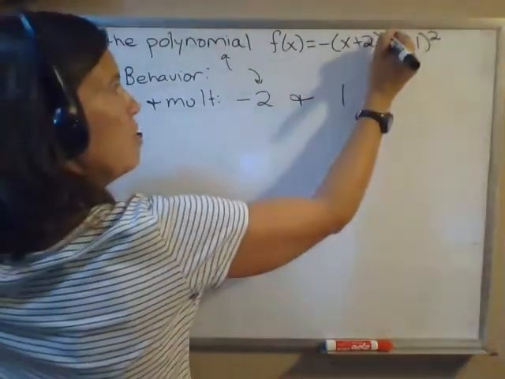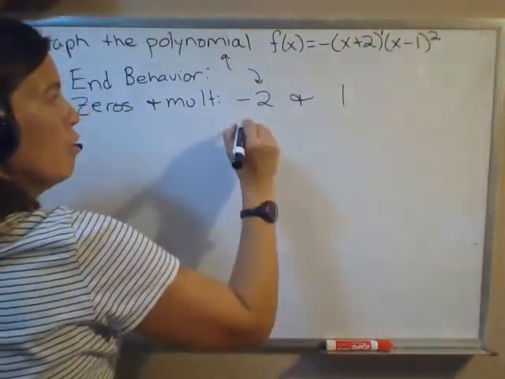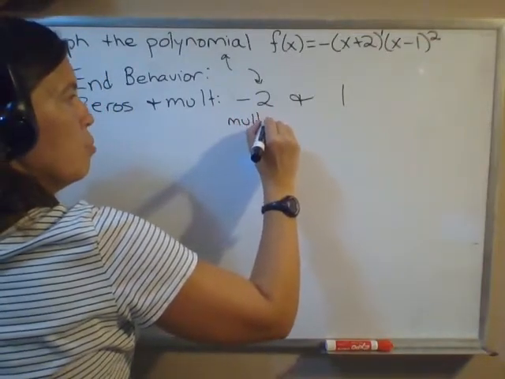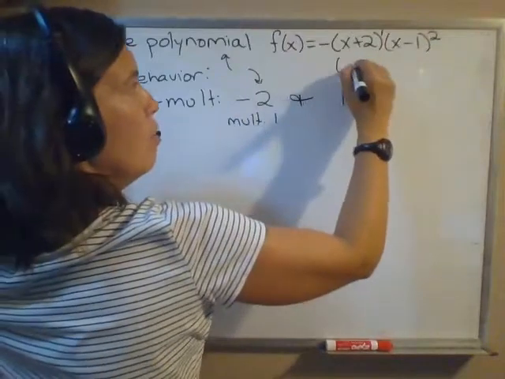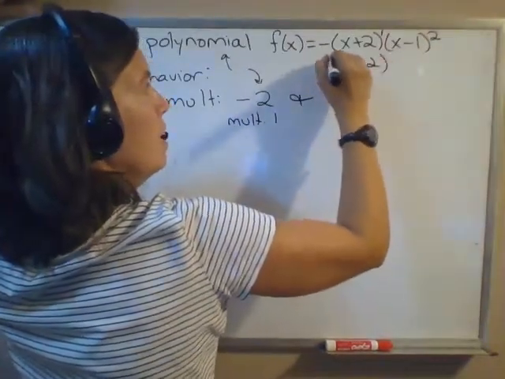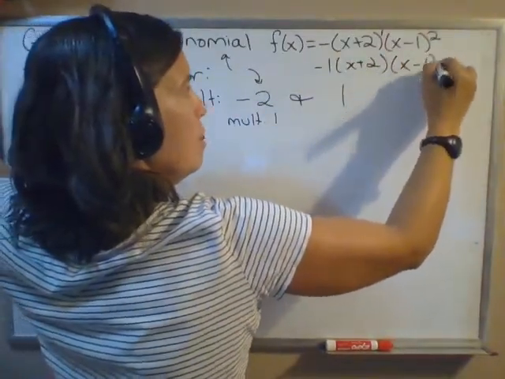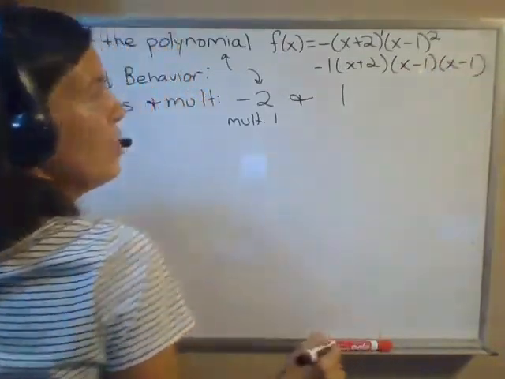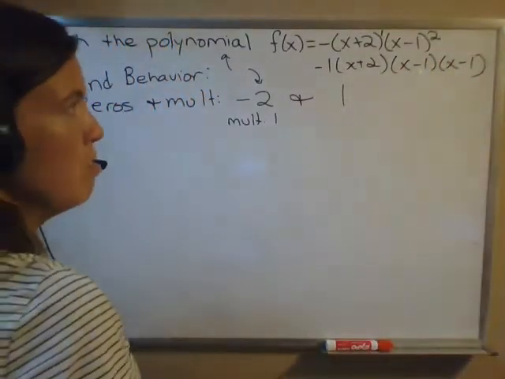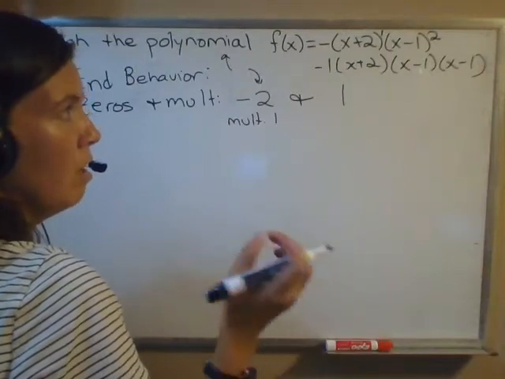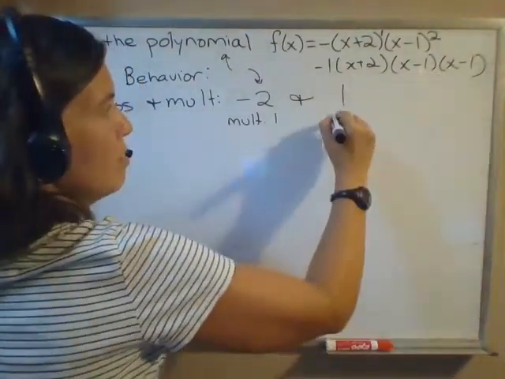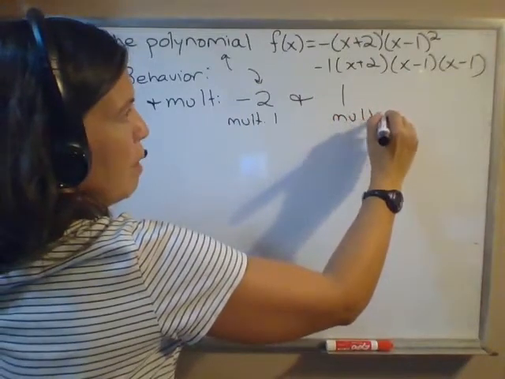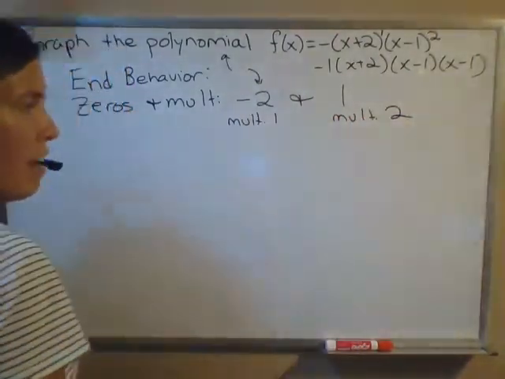-2 has multiplicity 1, because we just have (x plus 2) to the first. So this has multiplicity 1. 1 has multiplicity 2, because another way to write this out would be -1 times (x plus 2) times (x minus 1) times (x minus 1). So you can think of multiplicity as how many times this particular value is a zero of the polynomial. So x equals 1 would be a 0 twice. That's the way I think about it. So multiplicity is how many times you get that as an answer.